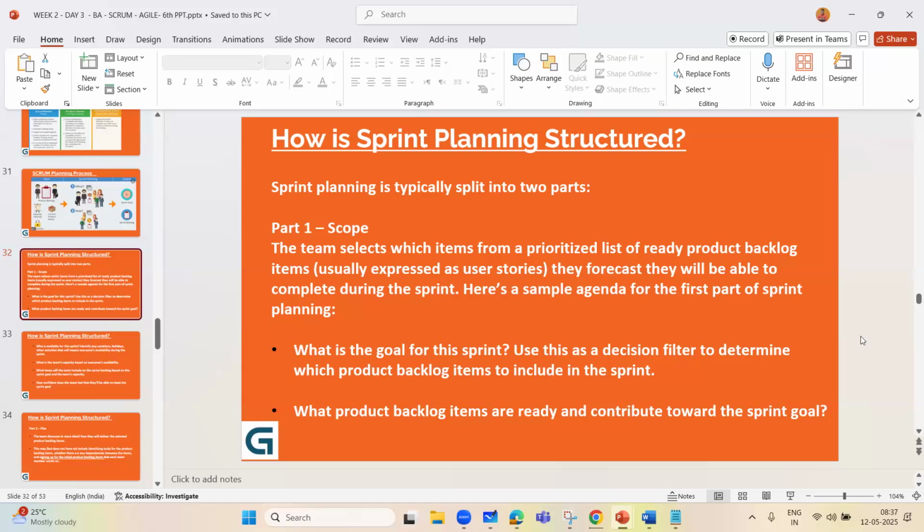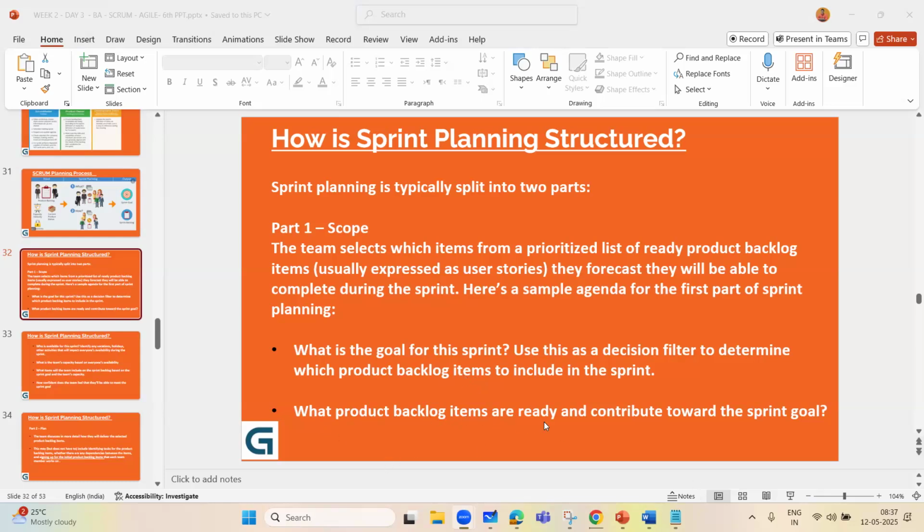What is the goal? Use this as a decision filter to determine which product backlog items to include in the sprint. Of course, who can tell about it? What to include first in the sprint backlog? Logically speaking, who can give you the idea what to include into the sprint backlog? Product owner. Definitely, you are right. Yes, it is going to be the product owner. Everyone with me so far? Yes. So the product owner is going to give you the idea what items we are going to take into the sprint planning.